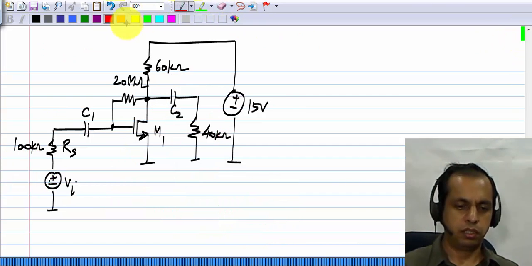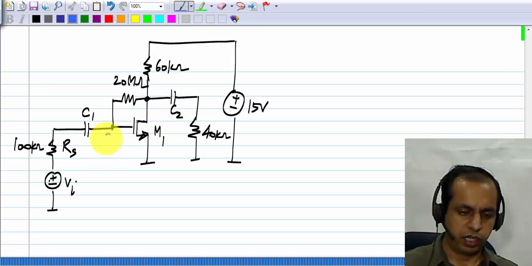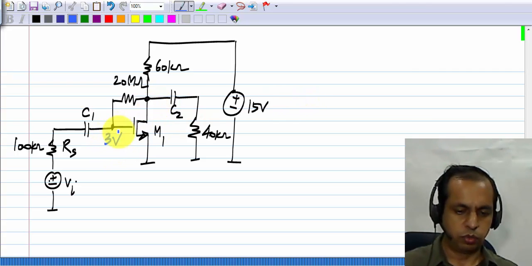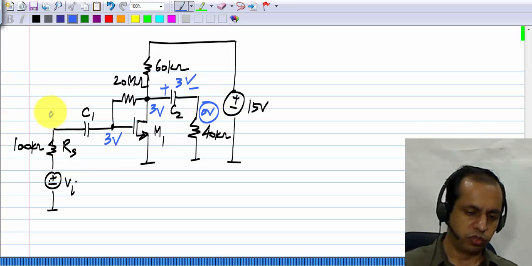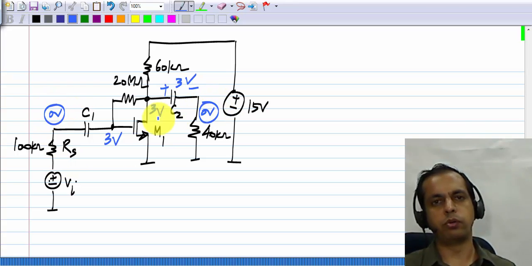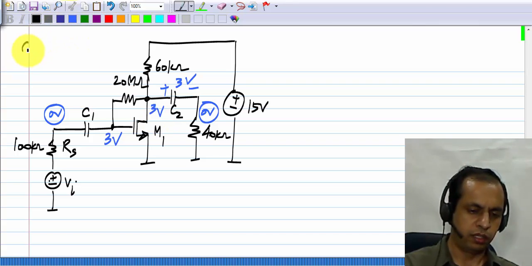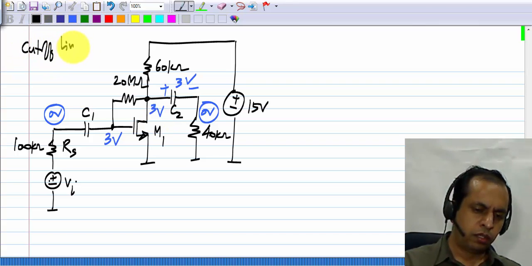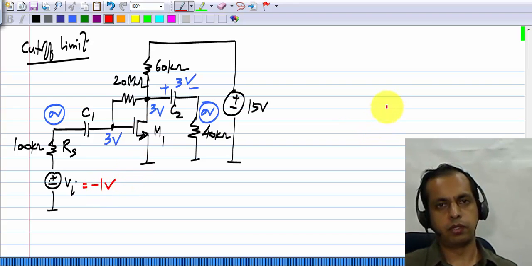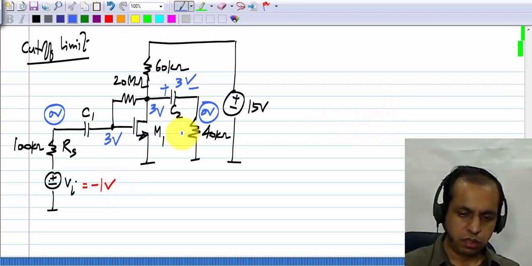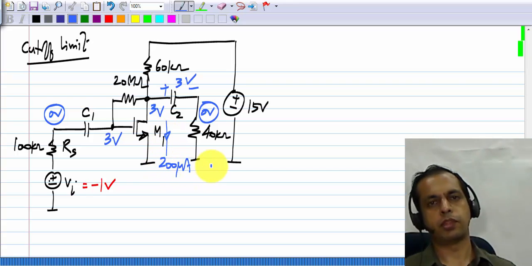Now let's look at the cutoff limit. Let me again write down the values. The quiescent voltage here is 3 volts, there it's 3 volts, across C2 it is 3 volts, at the output it is 0, and at the input also it is 0 in the operating point or quiescent condition. We evaluated that the cutoff limit occurs when Vi is minus 1 volt. The quiescent current here is of course 200 microamperes.